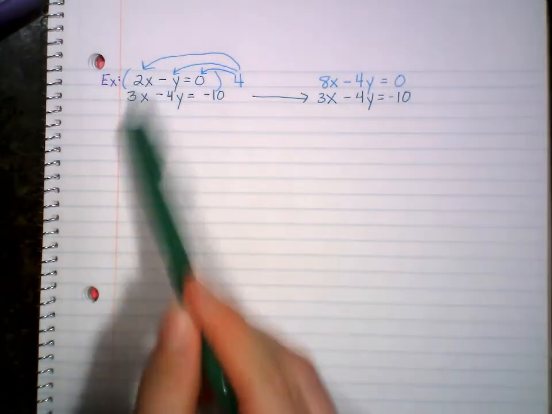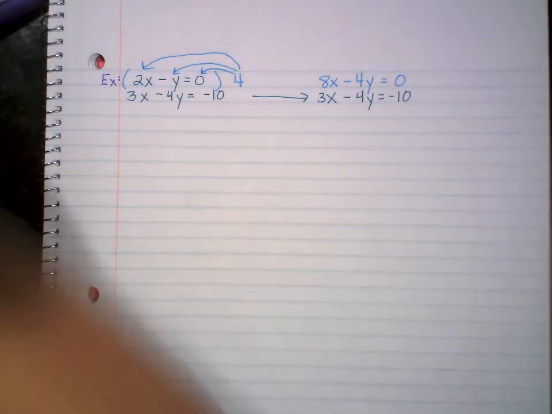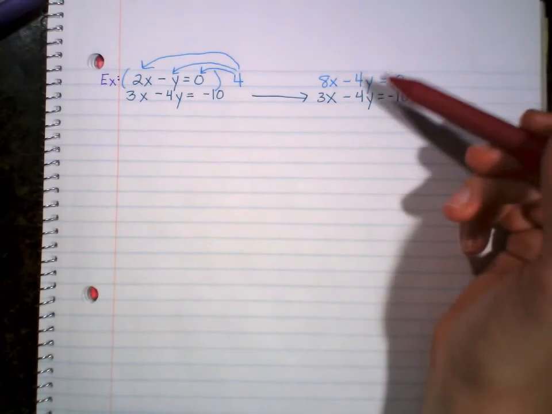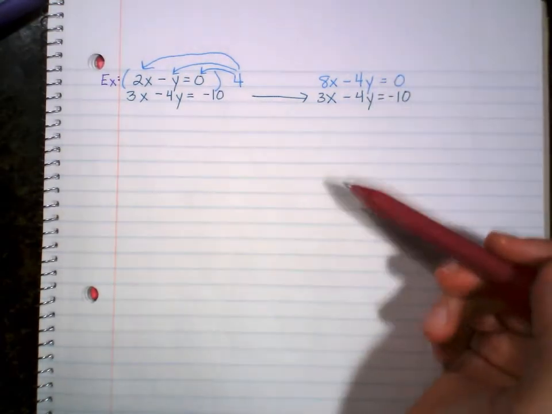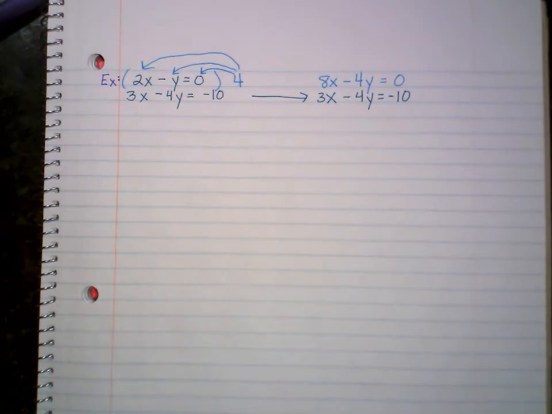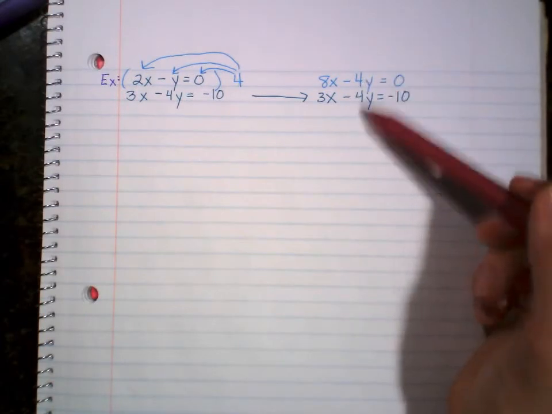Could I have changed the x's? Yes, that's fine. But this was one step where changing the x's would have been 2 steps. And I'm going to show you that sometimes you just do what you want. As long as it works, it works. So now we transformed it. That was step 1. Step 2, add or subtract to eliminate one of the variables. So we're going to eliminate the y's because they have the same number out front.